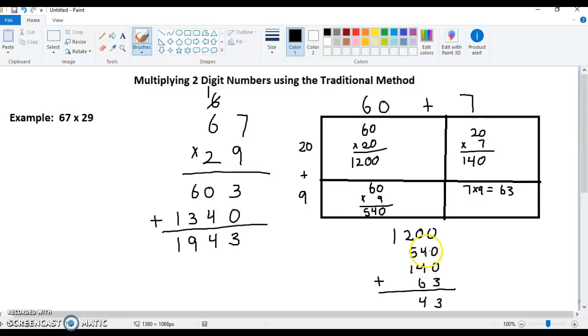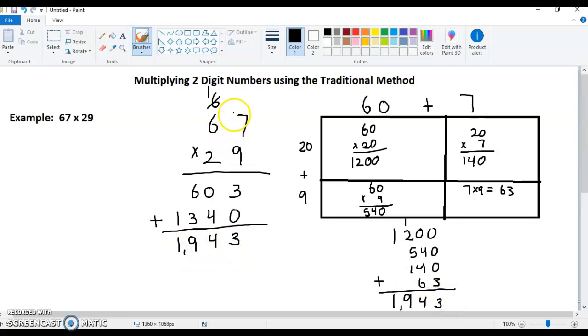Sorry guys. 4 and 4 is 8. 8 and 6 is 14. I forgot to carry my group of 100. Now I can add 1 and 2 is 3, 3 and 5 is 8, 8 and 1 is 9. See how simple that was? Such a simple mistake. And I get 1,943.